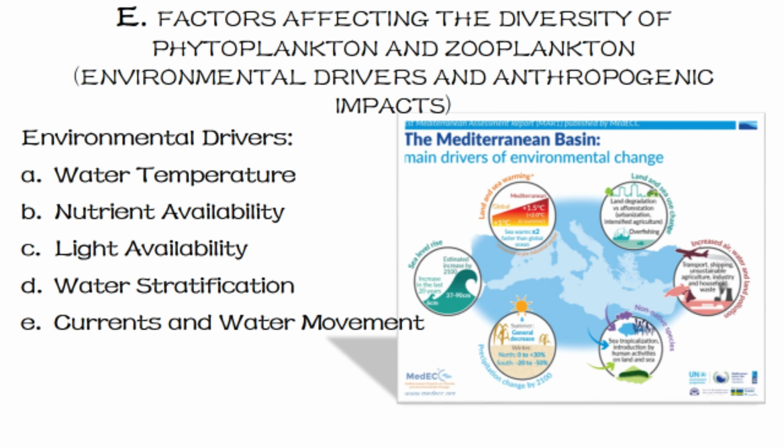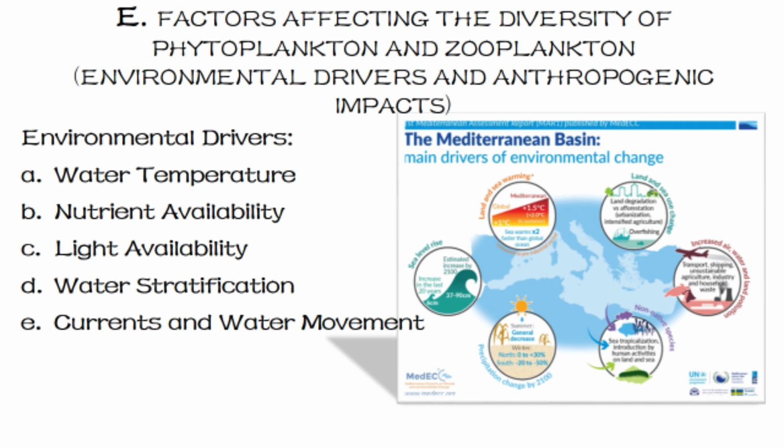First, we have the environmental drivers. We have the water temperature, nutrient availability, the light availability, water stratification, and the current and water movement. Let's first have the water temperature. So the phytoplankton and the zooplankton species have specific temperature ranges in which they thrive. Variation in water temperature can affect their growth rate, reproductive cycle, and even the distribution patterns. Warmer temperature may favor certain species over others, leading to shift in plankton community composition.